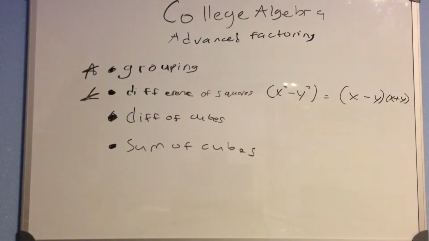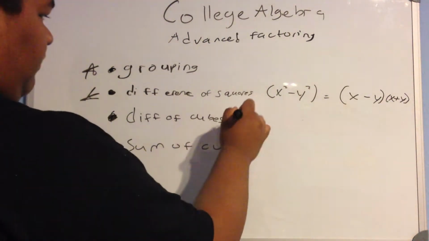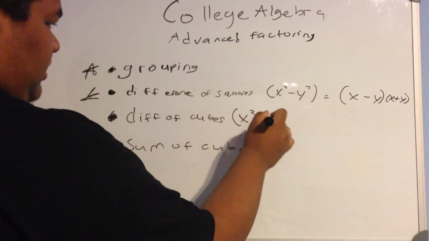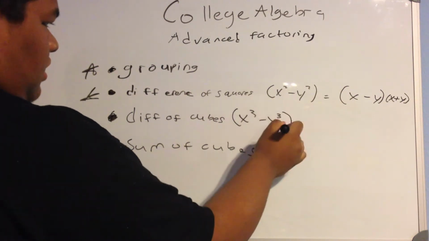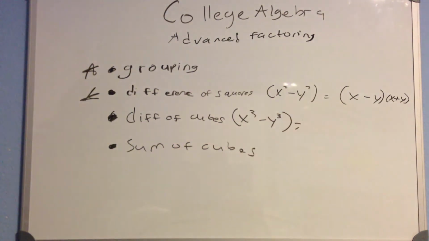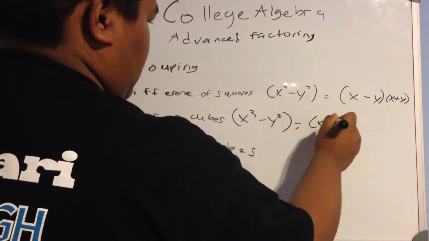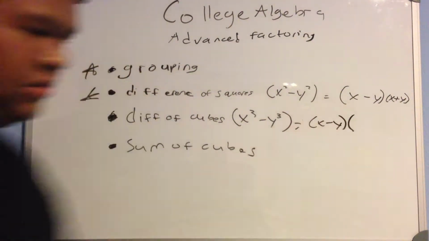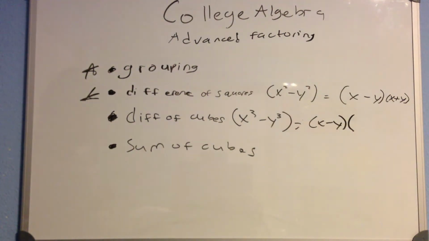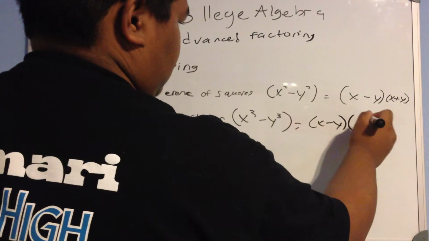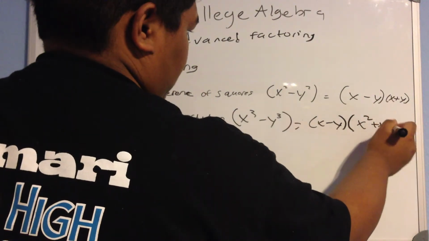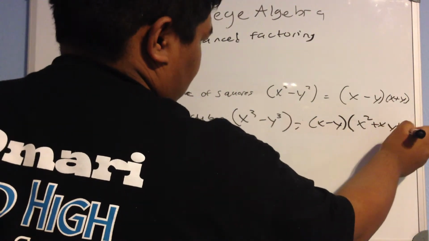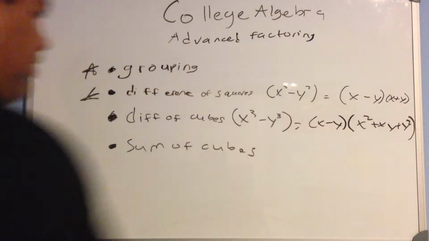Difference of cubes, that's when you have a formula of x cubed minus y cubed. And that will factor out into x minus y times x squared plus xy plus y squared. That's how that will come out.